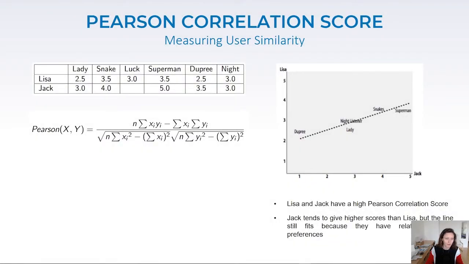A more complex method is the Pearson correlation score. As an example, we want to analyze how similar Lisa is to Jack. In this case, we measure how well two sets of data fit on a straight line. By data, I mean the ratings of each of Lisa and Jack, basically.